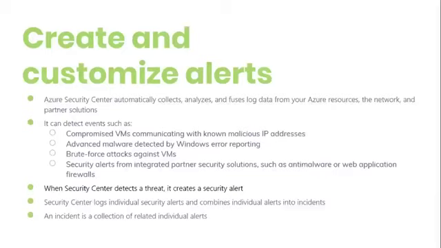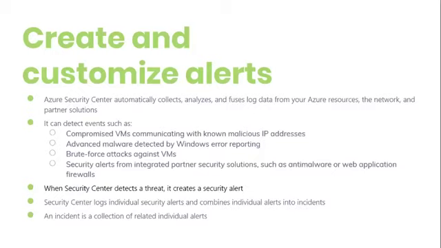Azure Security Center automatically collects, analyzes, and filters log data from your Azure resources, the network, and partner solutions like anti-malware and firewall. When threats are detected, a security alert is created. Both Security Center and partner solutions can generate security alerts. Security Center logs individual security alerts, but it also uses big data and machine learning technology to combine individual alerts into incidents. An incident is a collection of related individual alerts.